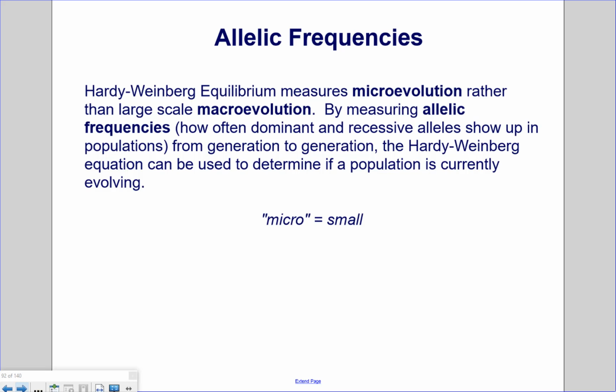By measuring allelic frequencies, how often dominant and recessive alleles show up in populations from generation to generation, the Hardy-Weinberg equation can be used to determine if a population is currently evolving. So again, micro means small, that's small changes within a species.